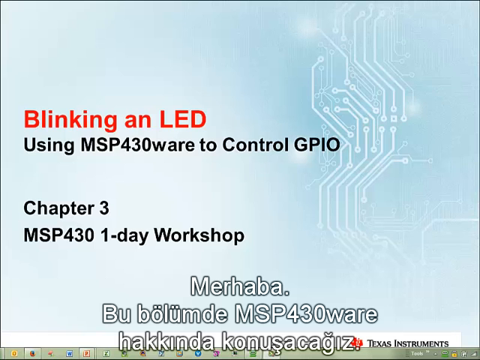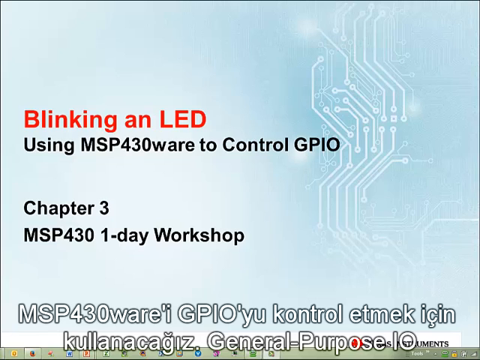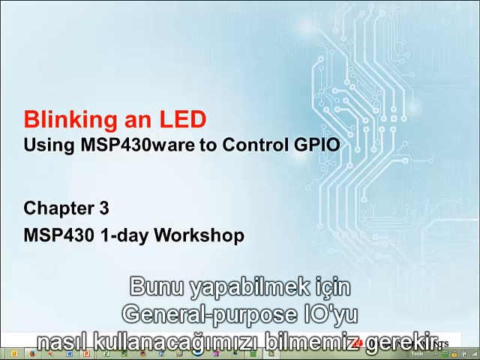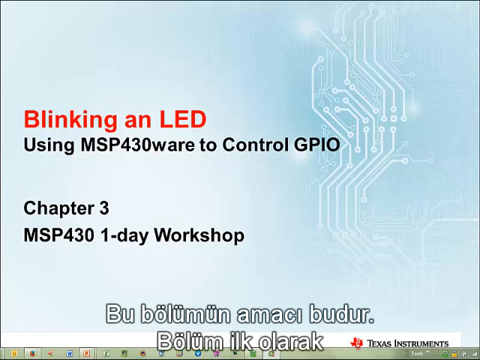Hi, in this chapter we're going to talk about msp430ware, and we're going to use it to control GPIO, or General Purpose Bit I/O. What we're actually going to do is blink an LED, but to do that, that means we have to know how to use General Purpose Bit I/O. That's the purpose of this chapter.